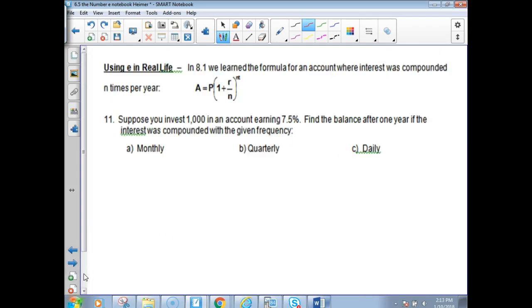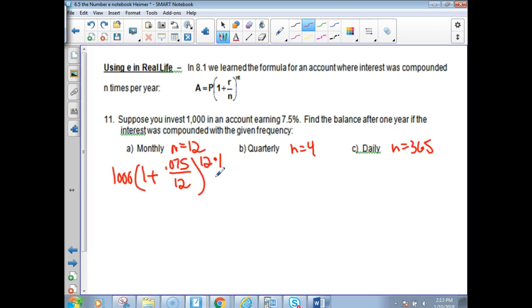So the real life application of this, in 8.1 we learned the formula for an account where the interest is compounded n times a year. This is the formula. Monthly would be an n of 12, quarterly n is 4, and daily n is 365. So if we're going to do $1,000 in an account, it would be 1 plus 7.5%, which is 0.075 as a decimal, and then we'll divide by 12, and then we'll have 12. It says 1 year. 12 times 1 is the exponent then.